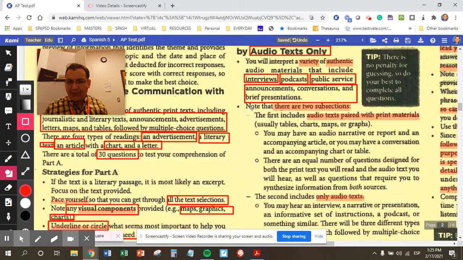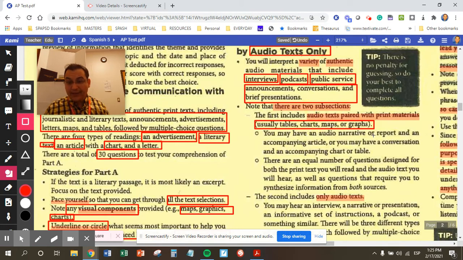All right, let's move on. Note that there are two subsections. The first one, we already talked about this. The audio and text pair together. And this text could be easy text. You're not going to have a lot of reading because you need time also to listen, right? So it's more likely to be a table, charts, maps, or graphs.